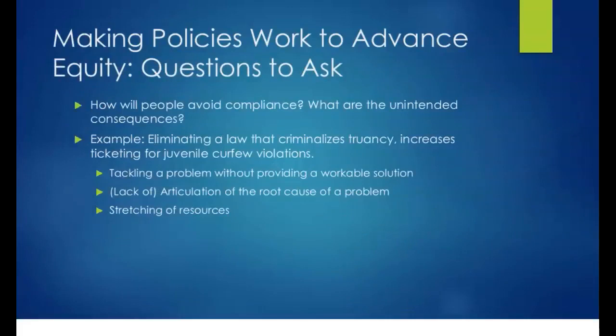Here's a second set of questions to ask about an existing or proposed policy. How will people avoid compliance, and what are the unintended consequences? So this is an example of a state-level change in Texas as the example. In 2015, a law was eliminated that criminalized truancy. At the time, Texas was one of only 2 states that criminalized young people who were chronically absent from school. It was a Class C misdemeanor, which means that kids had to go to adult criminal court, and that was just a special situation that happens here in Texas.